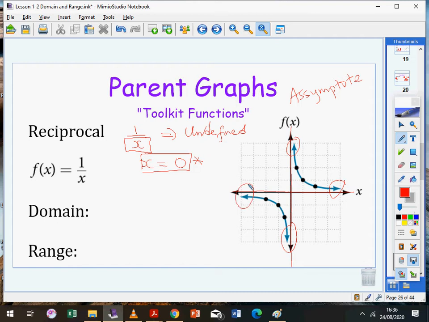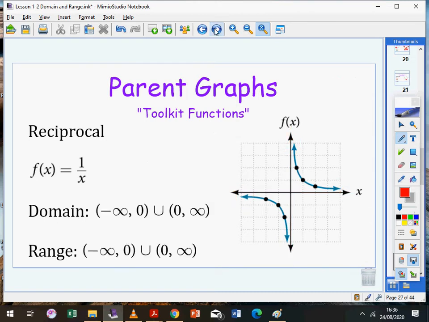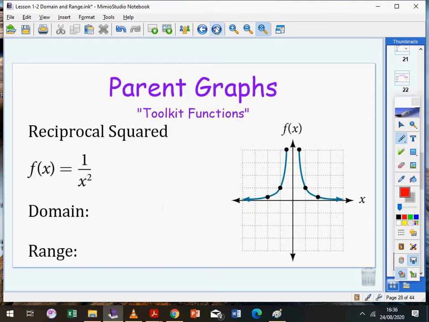So my domain is going to be from negative infinity to 0, union, or plus, from 0 to positive infinity. I hope you can see that these domain and range descriptions do not include the value 0. It's like 0 has been knocked out of the domain and the range.